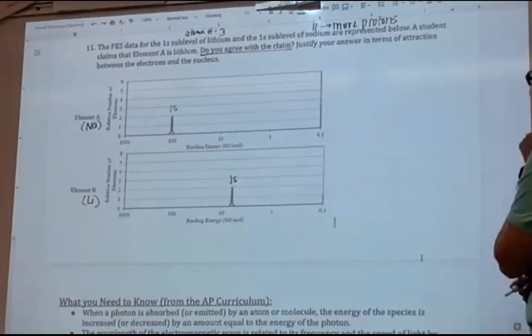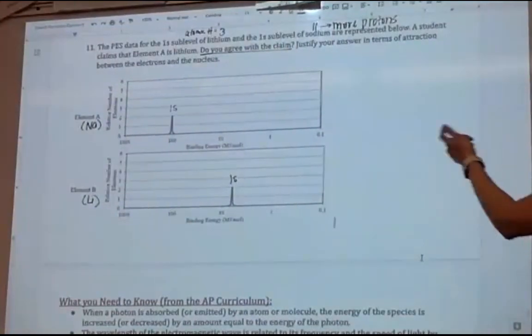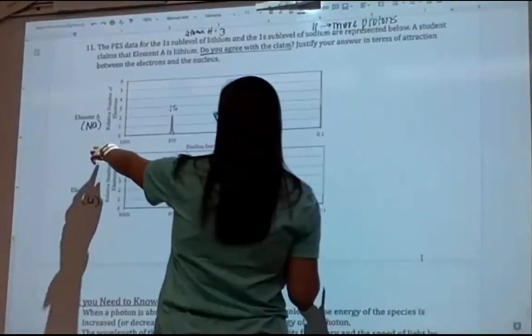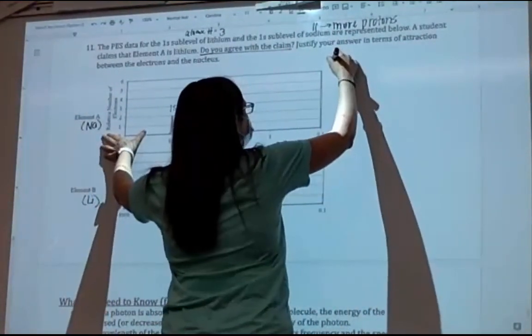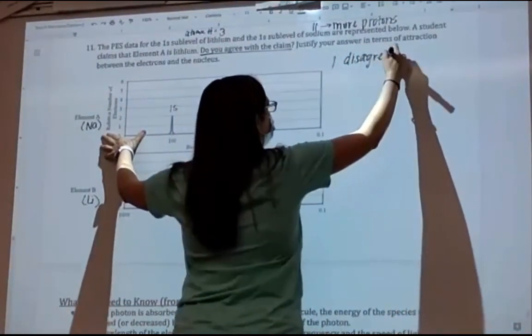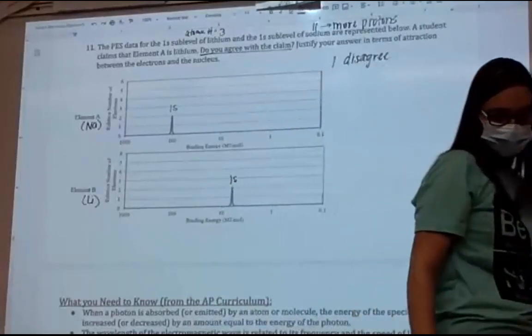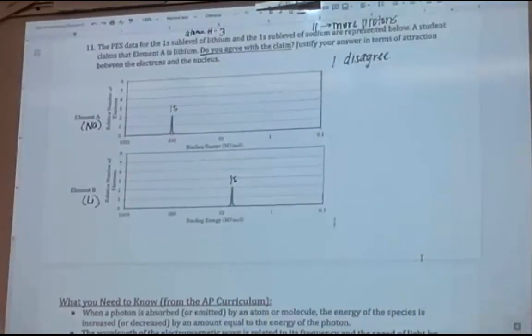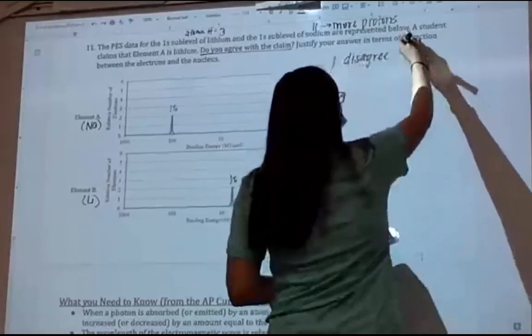So it says a student claims that element A is lithium. Well, based on what we said here, do we agree or do we disagree? Disagree. So I'm going to say I disagree. That's how you want to start your answer. You always want to answer the actual I agree or I disagree or yes or no. Now we'll justify our answer.